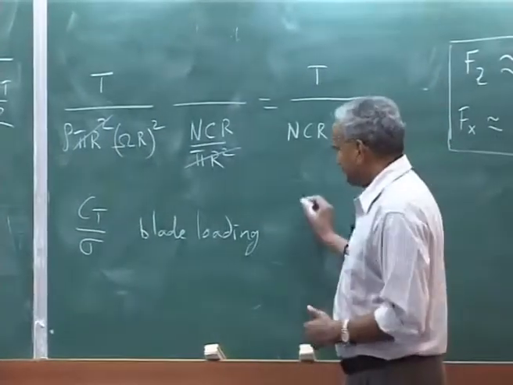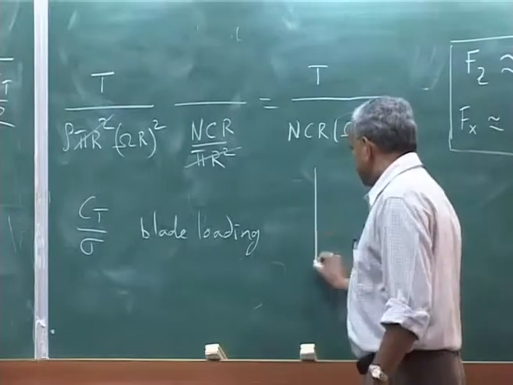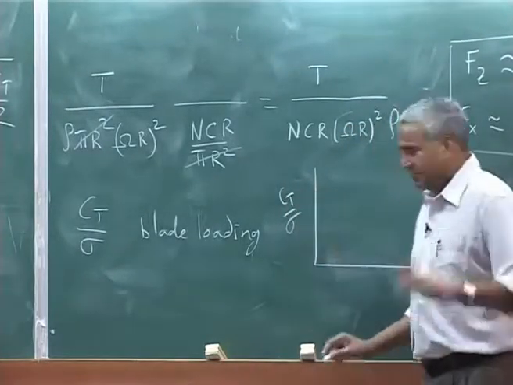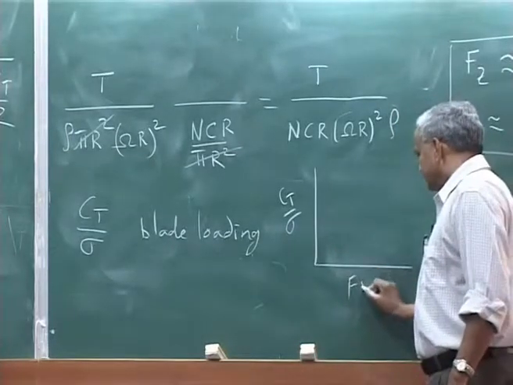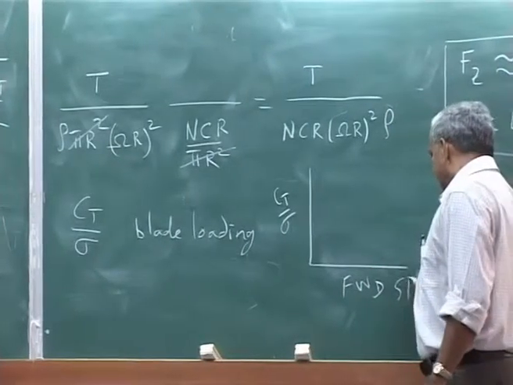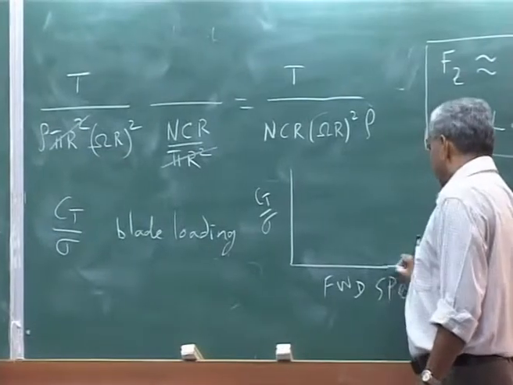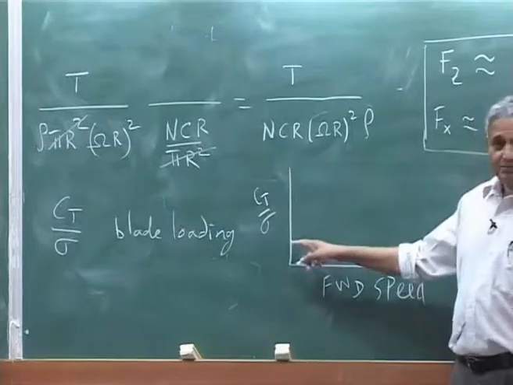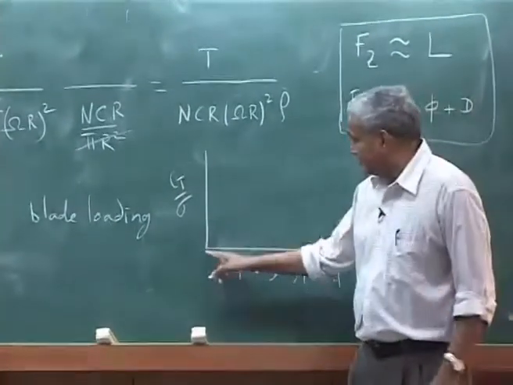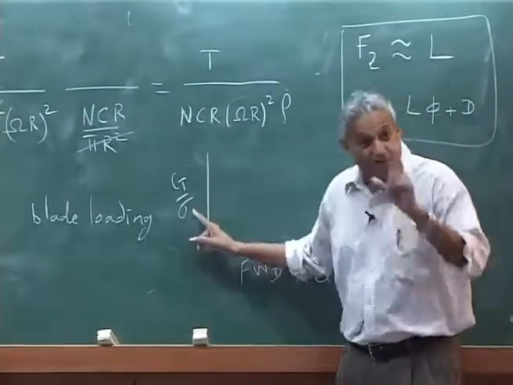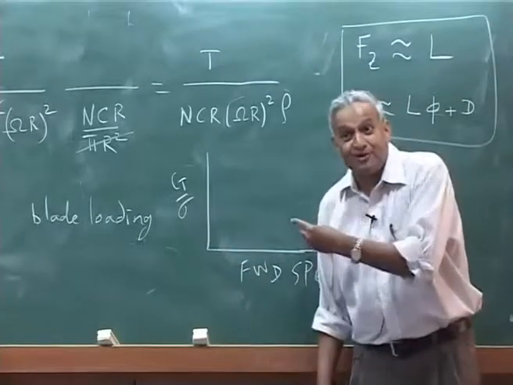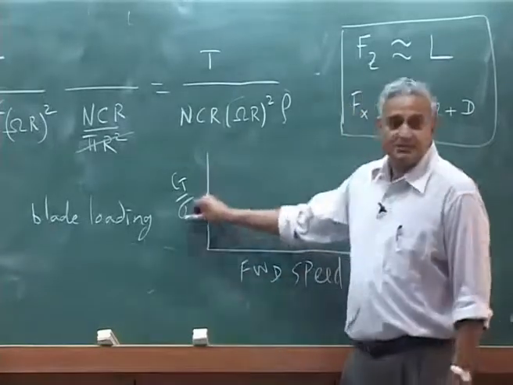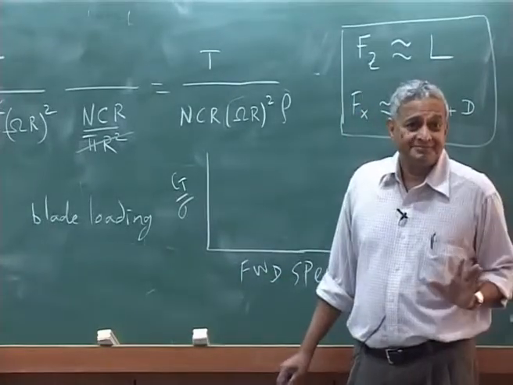I will just draw the diagram. Ct over sigma, this is speed, forward speed. Hover, yeah, I know that. That means how much this quantity you can go to in hover for a given rotor. Please understand, this is drawn for a given rotor. Given rotor means sigma is fixed, right.